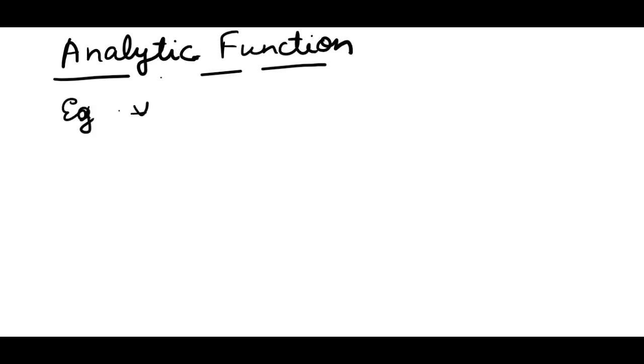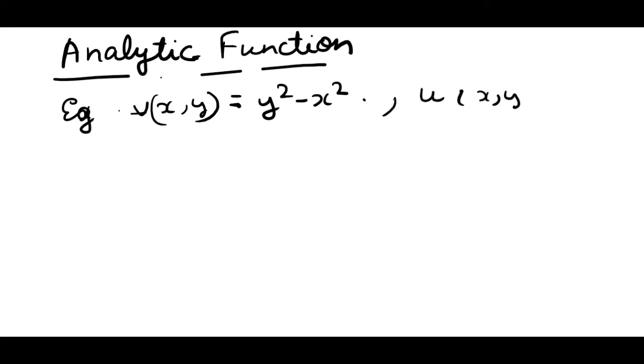Let's take an example. v(x,y) is given by y squared minus x squared, and you have to find u(x,y).